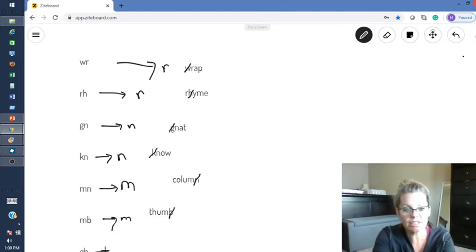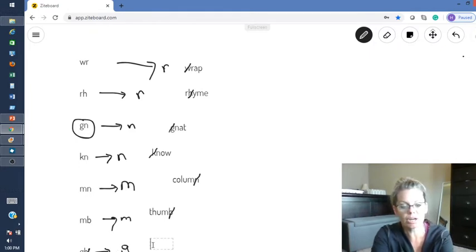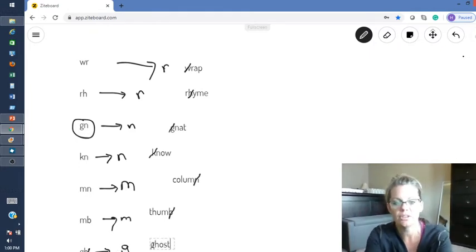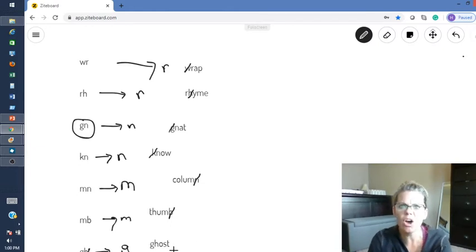And last one, here's another one with a G, but unlike up here with this one where you hear the N, with this one you hear the G, and you don't hear the H, right? So if you have GH together, you're just going to hear the G sound, like in the word ghost, right? In ghost, I don't say, oh, look at that crazy ghost flying around. No, you just say, look at that ghost, and you don't hear the H.